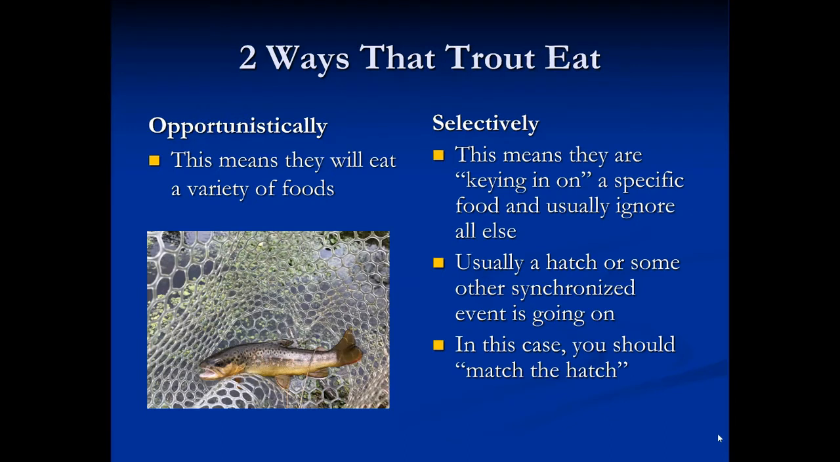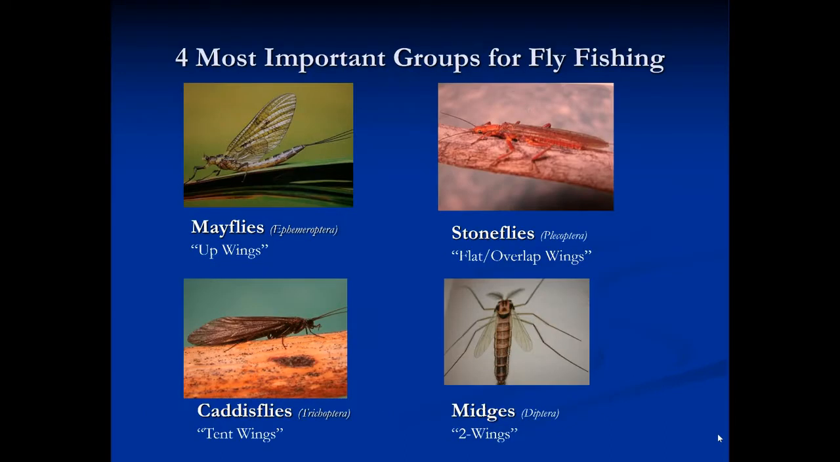Let's meet some of the fish foods that are out there. There's four really important groups for fly fishing. There's mayflies. You can tell them by the upwings. Stoneflies, you can tell them by the flat wings. Caddisflies, you can tell them by the tent wings. Midges, you can tell them because they only have two wings.